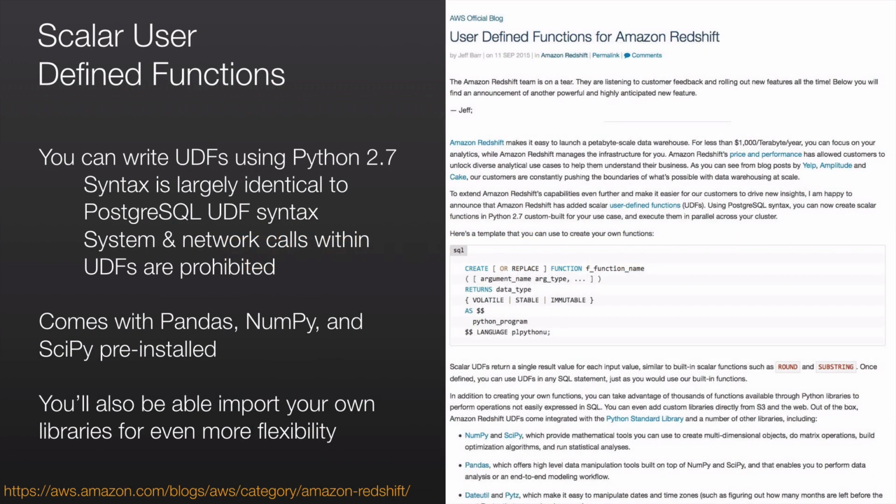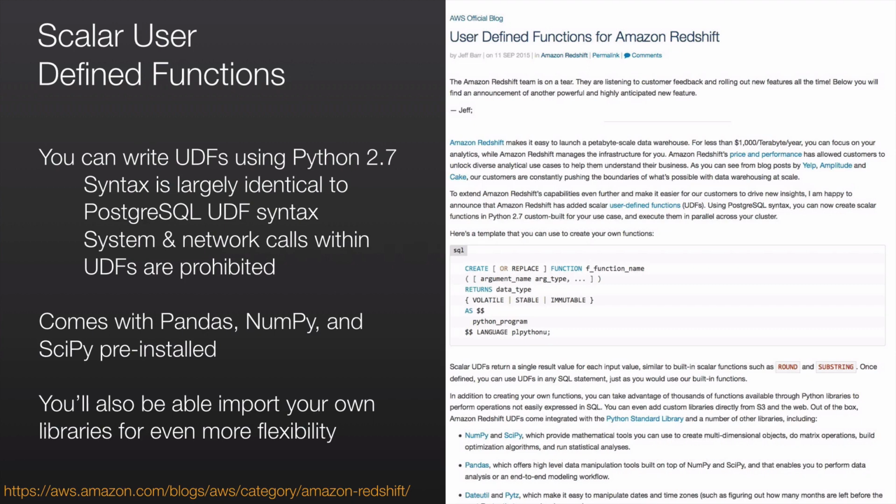Let's take a look now quickly at some recently announced features for Amazon Redshift, just to bring you right up to date with new stuff that's been announced for this service. The first, as I trailed at the top of the session, is something called Scalar User-Defined Functions. And you can write these user-defined functions using Python 2.7. Syntax largely identical to the PostgreSQL UDF syntax. For security reasons, we prohibit system and network calls within UDFs.